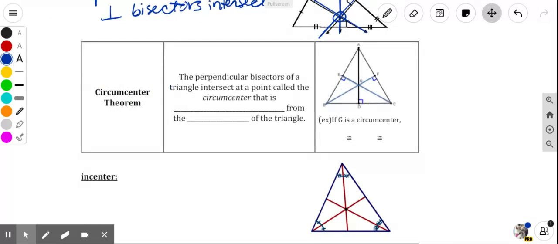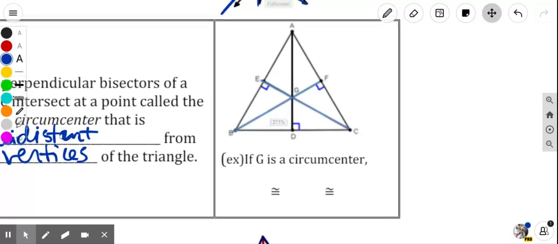Okay, circumcenter theorem says that when the perpendicular bisectors intersect at a point called the circumcenter, it is equidistant. That just means the same distance from the vertices of the triangle. So if you look at this picture here, let me zoom in a little bit more. If I told you that G is a circumcenter, you could conclude that these three segments are congruent because the theorem that we just learned says that the circumcenter is equidistant to the vertices. So that makes these three segments the same.